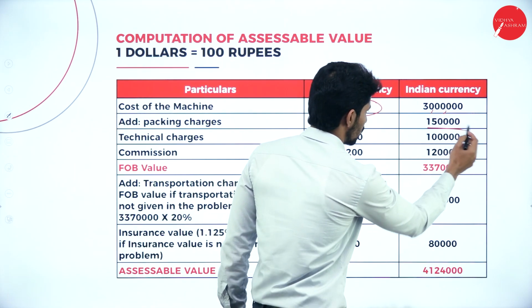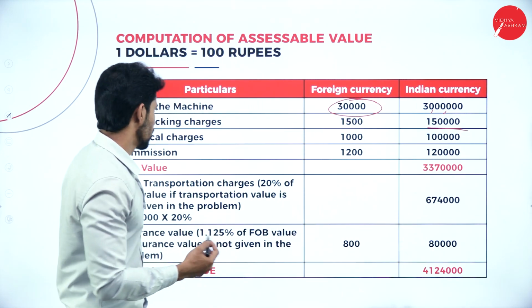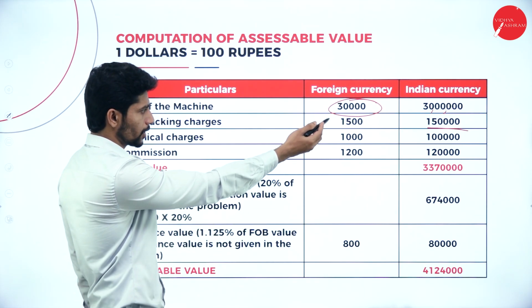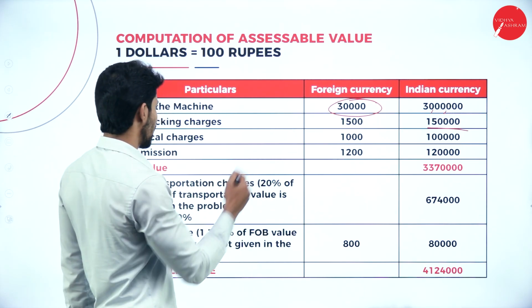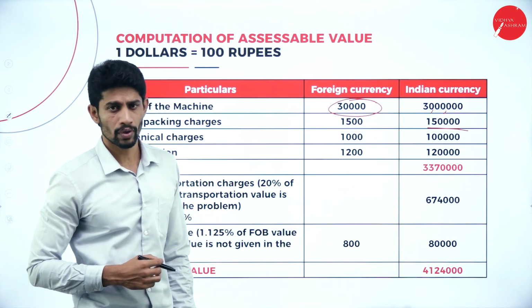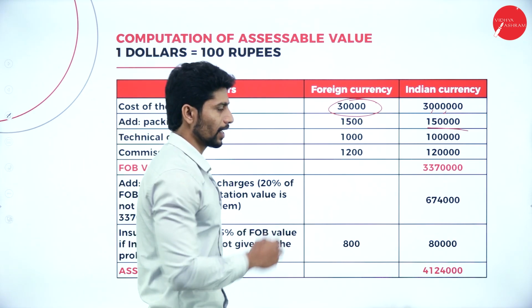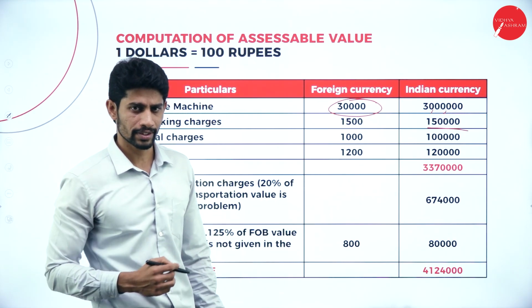You will get 1,50,000. Next, technical charges 1,000 into 100. You will get 1 lakh. Next, commission 1,200 into 100. You will get 1,20,000. So only those three expenditures we have.